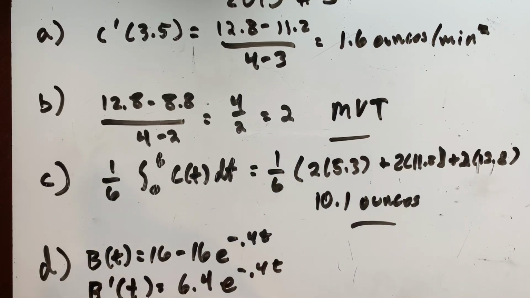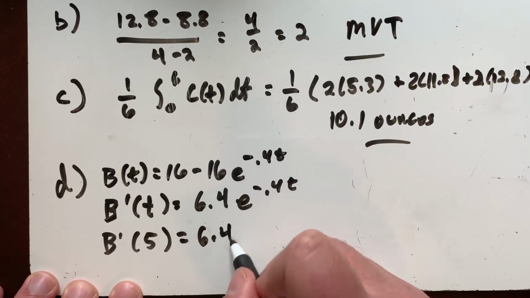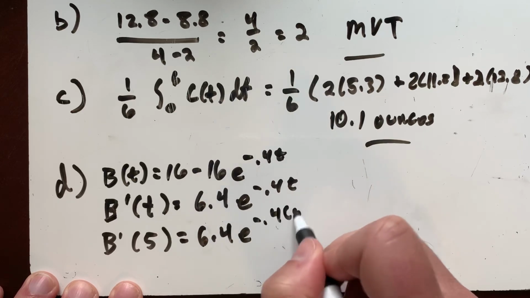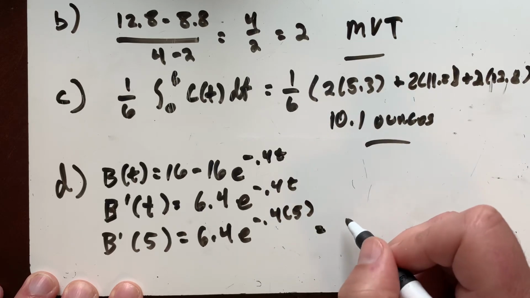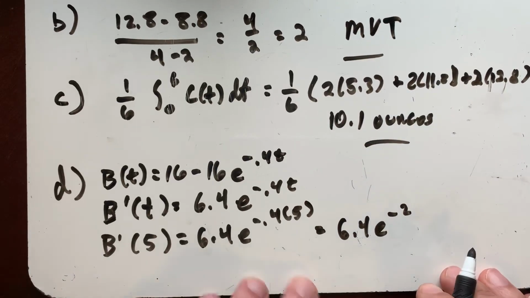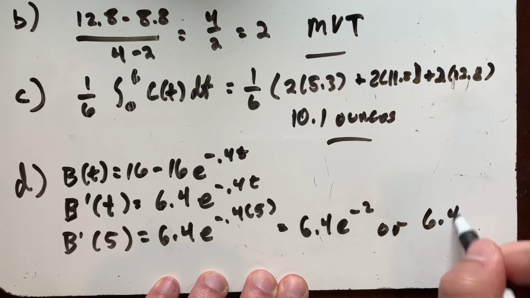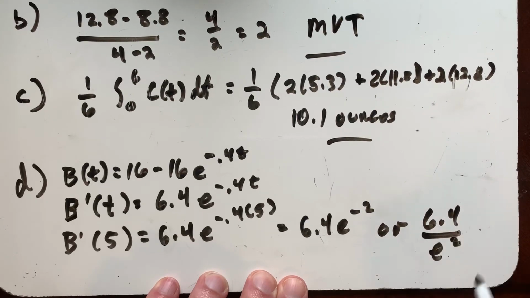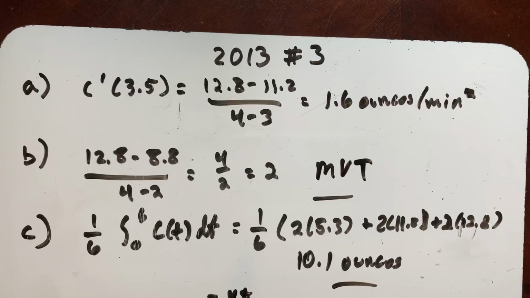And now they want to know B prime of 5. So I'm going to put that 5 in there. e to the negative 0.4 times 5. And that's going to give me 6.4 e to the negative 2. And you could leave it like that, or you can get 6.4 over e squared. And that, ladies and gentlemen, is number 3 on 2013.